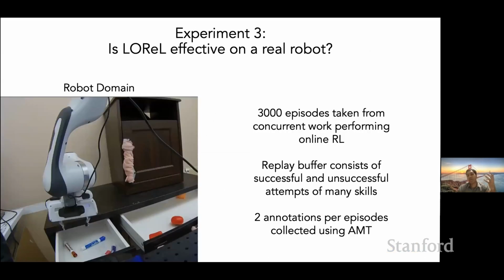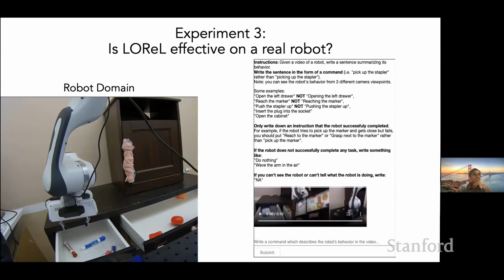And then the last thing we looked at was trying to actually use this on a real robot. So we took the replay buffer from a totally different project, which was just 3,000 episodes of the robot trying to do various skills on this desk, consisting of many successful and unsuccessful attempts. And then we crowdsourced annotations for this, and then used our method. This is the interface we gave to the annotators, where we say, describe what the robot's doing as a command, and if you're not sure, do nothing, or if you can't tell, NA.